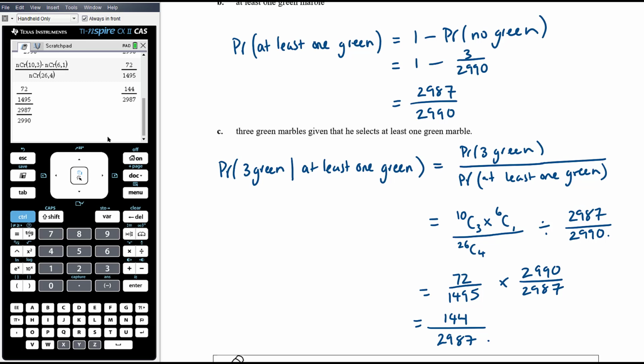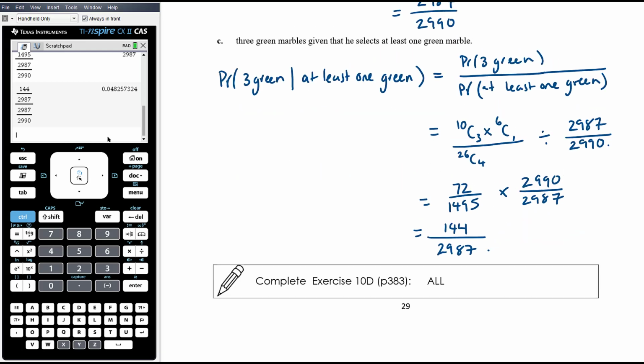Only give them as decimals, they'll be ugly, big decimals. Only give them as decimals if the question specifies to give your answer to 2, 3, 4 decimal places, whatever it might be, because you'll need to round them off. Okay. All right, so the work here to finish off the probability topic is exercise 10D, all the questions there.